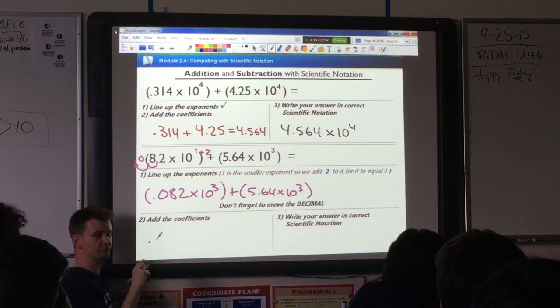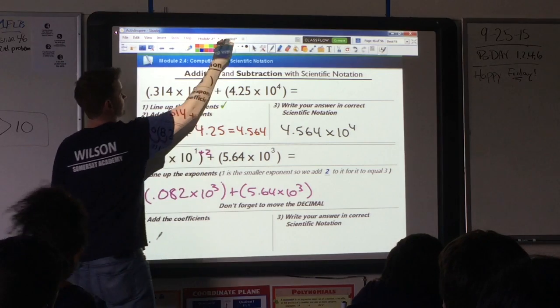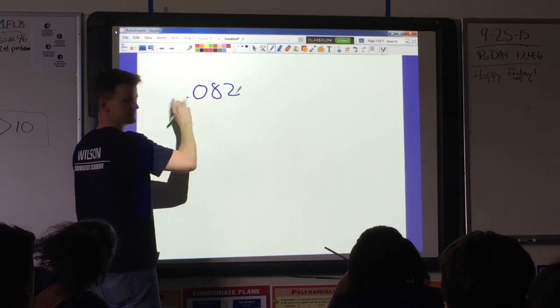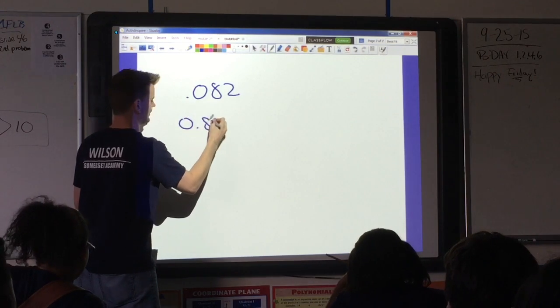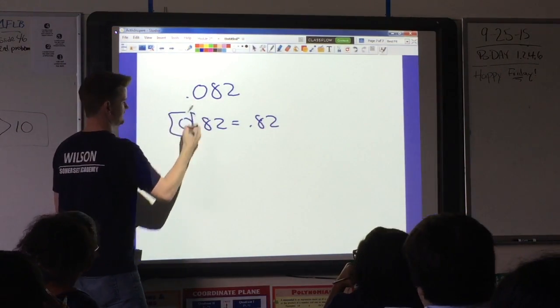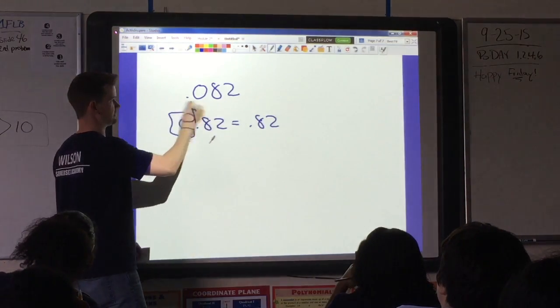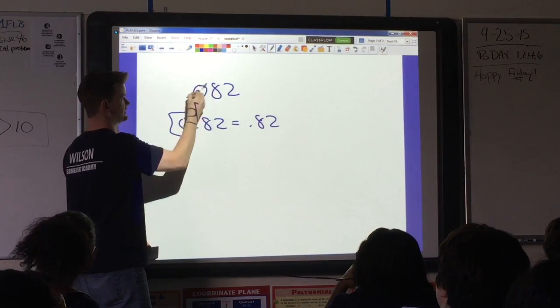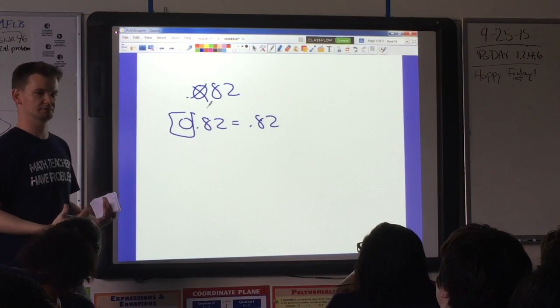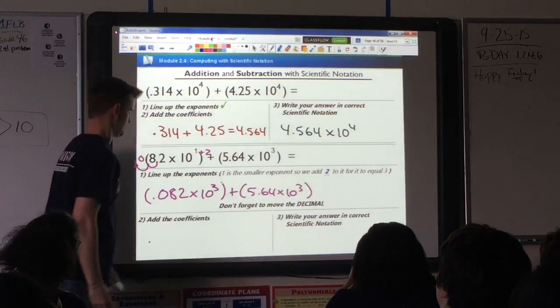No, if it was 0.82. Here's the difference. If we have 0.082, it stays like that. But if you have 0.82, then yeah, you could write that as 0.82. Notice that here, the 0 is to the left of the decimal. Here, the 0 is to the right. If you were to take away the 0, you have now made this number a lot bigger than it was. So be careful.